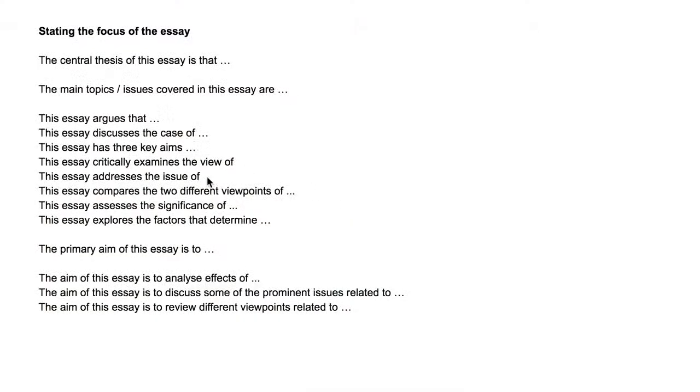The first batch of phrases we can use in our IELTS essay are related to stating the focus of the essay. So obviously we're going to use these in the introduction. And here they are. The central thesis of this essay is that, or the main topics covered in this essay are, the main issues covered in this essay are.